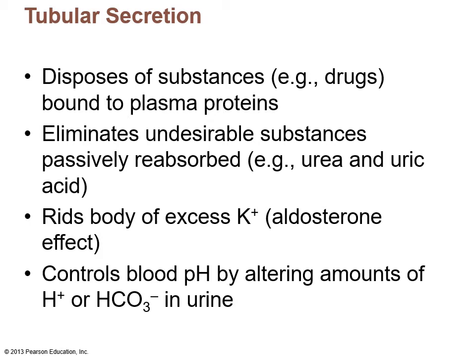Tubular secretion. This is where you take substances that have been passively reabsorbed back into the blood, and you get rid of those. So it disposes of substances bound to plasma proteins like drugs, eliminates undesirable substances that are passively reabsorbed like urea and uric acid, and you get rid of excess potassium. Remember I said sodium and potassium are on an exchange system. So the aldosterone effect is if you have secreted aldosterone to hold back sodium, you're going to get rid of potassium in exchange. It also controls the pH by altering amounts of hydrogen ions and bicarb in the urine. Bicarb is a base, H ions are an acid. So if you need to increase the pH, you hold this back and you secrete this. If you need to decrease the pH, you hold this back and secrete that. Okay, so that's how it works.